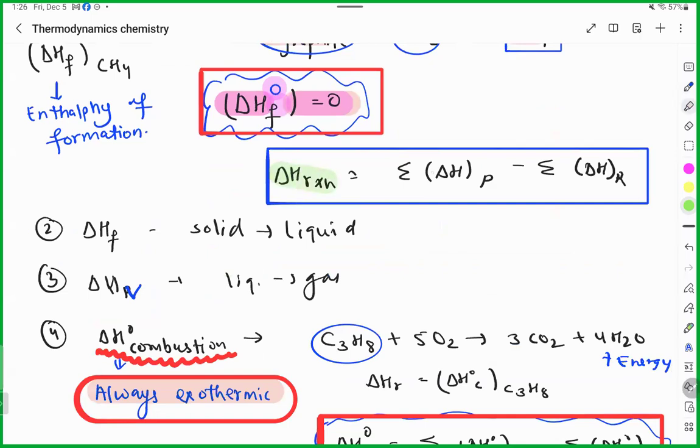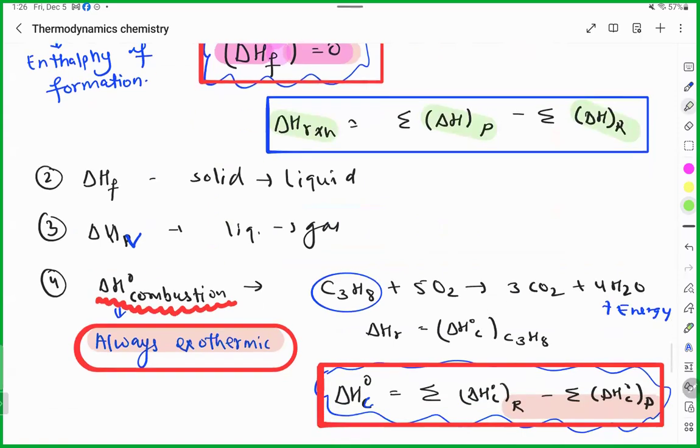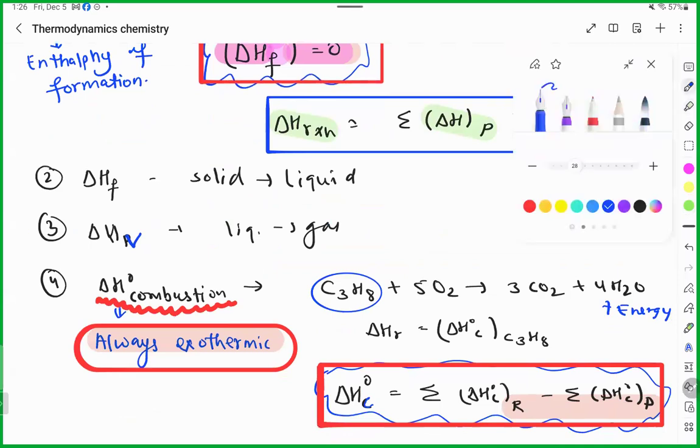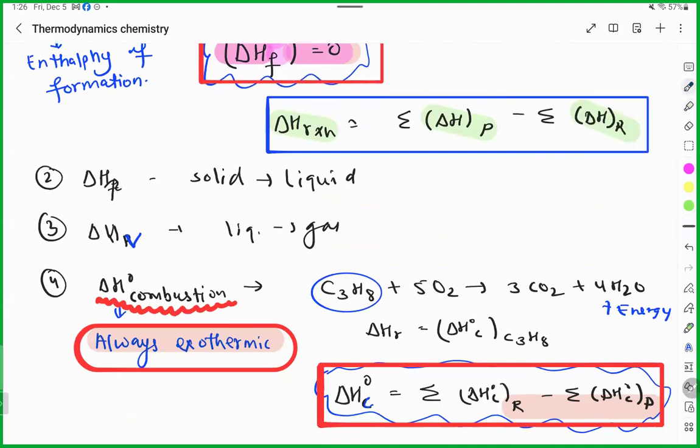For any reaction, how do we calculate? Simple formula: product minus reactant, except for heat of combustion and bond dissociation energy. Combustion and bond dissociation energy. Then how do we do balancing? Like we did in redox, remember? Yes, the balancing is the same.